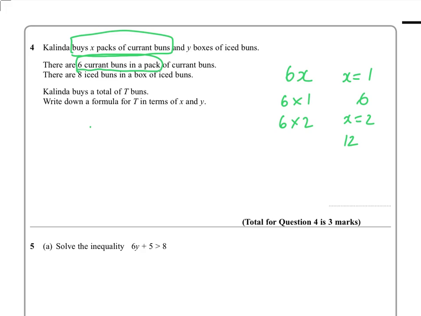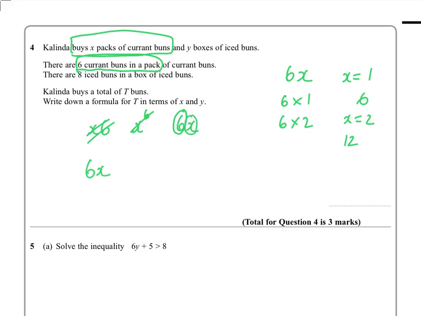So don't be writing things like x6, because that doesn't make any sense in maths whatsoever. Don't write x to the power of 6, because that means x times itself 6 times in a row. You want to write 6x, because that is saying that there's 6 currant buns for every pack. Okay, so that's the first one.